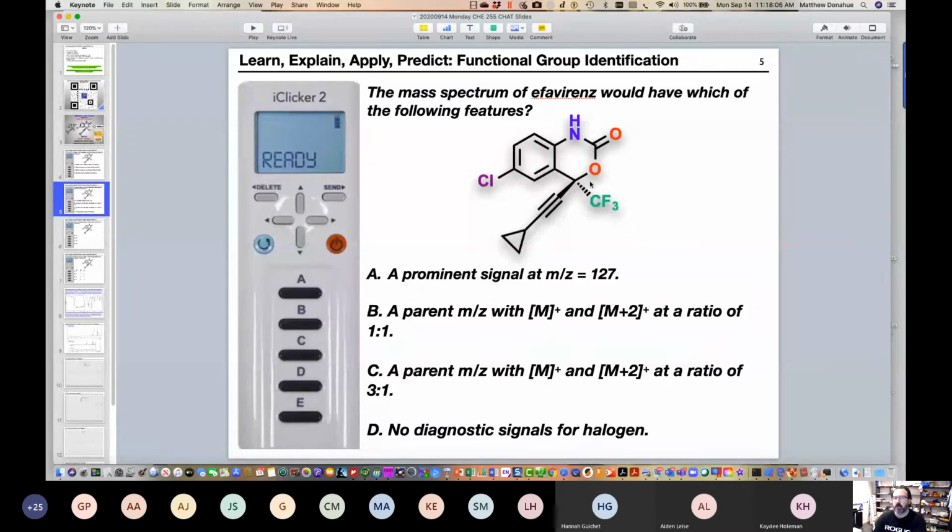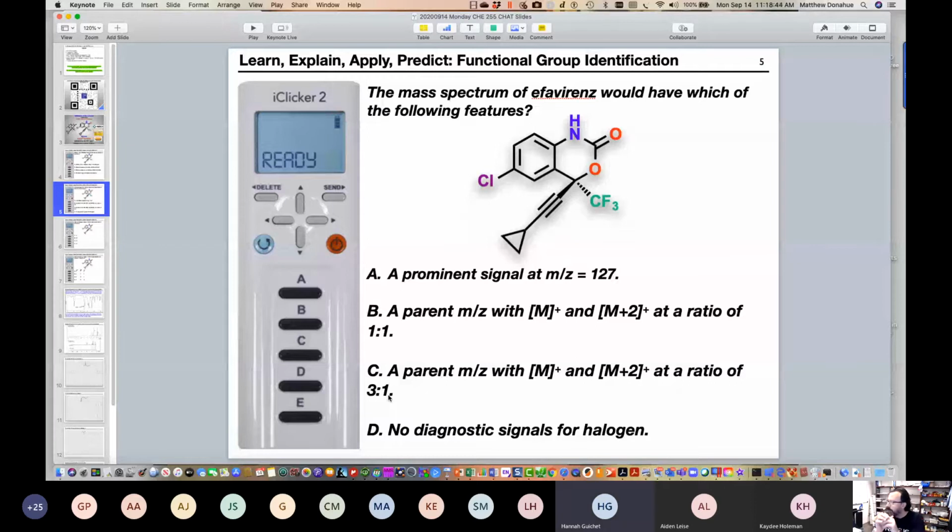So if you think of this efavirenz, if you sample a bulk sample of that, for every four, three of them are going to have chlorine 35, and the fourth one is going to have chlorine 37. So what we're saying here is the parent that has the chlorine 35 is going to be 3 to the M plus 2 parent that has chlorine 37. And that's what gives rise to that 3:1 ratio in the parent region.